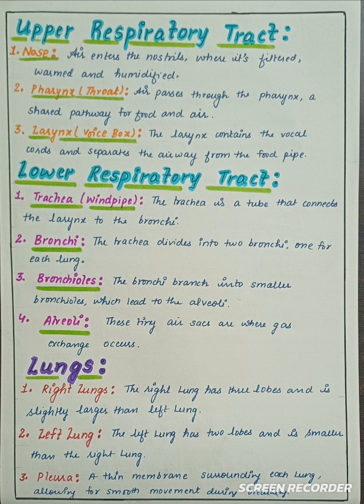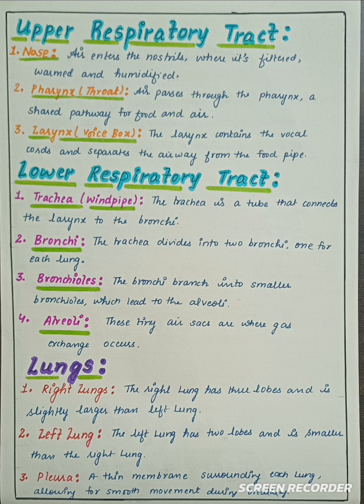Now the air that enters our body moves to the next, the lower respiratory tract, which consists of four parts. First, the windpipe, also known as the trachea. It is a tube-like structure. Next is the bronchi. The trachea divides into two bronchi, one for each lung. Next is the bronchioles. The bronchi branch into smaller bronchioles which lead to the alveoli, and the fourth one is the alveoli. These tiny air sacs are where gas exchange occurs.